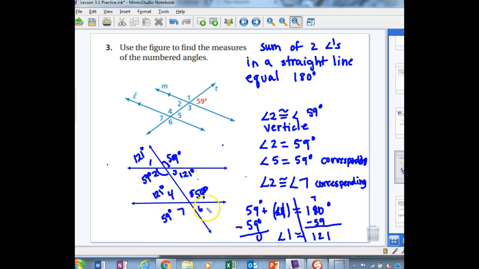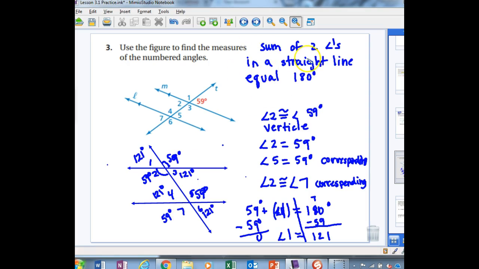Can you now tell me what angle 6 is going to measure? What's it going to measure? Karina? 121. Why? Can you tell me why? Because it's a vertical angle to angle 4. So I have corresponding and vertical.